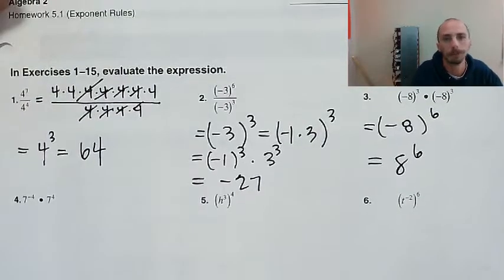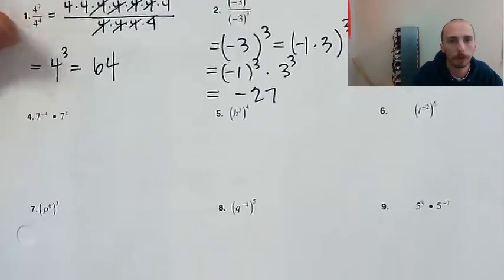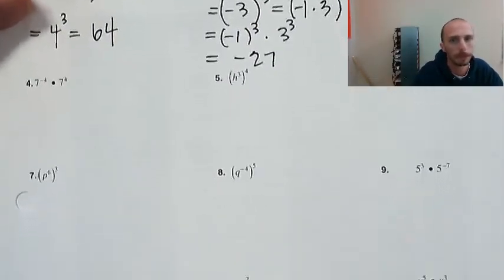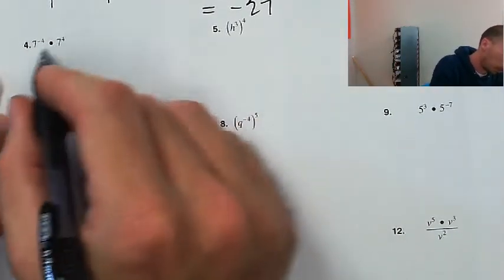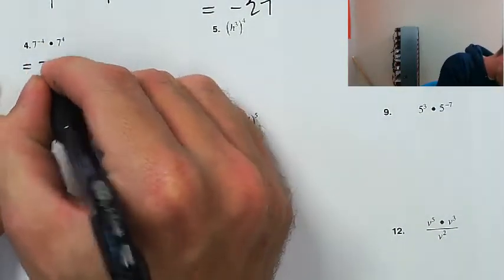If you want to pull out a calculator or go to Google or whatever and figure out what that number is, you can do that. I'm just not going to here. All right, 7 to the -4 times 7 to the 4. That's where we're going to add the exponents.